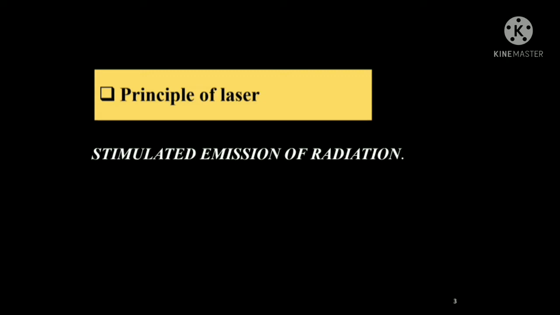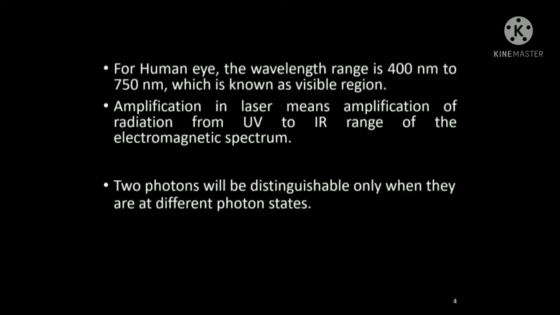Actually, we know when a light falls on a system, there are 2 processes taking place. One is absorption and the other one is emission. Okay, in terms of laser, we consider 2 types of emission, that is spontaneous emission and stimulated emission. Laser working is due to stimulated emission. So the principle of laser is stimulated emission of radiation.